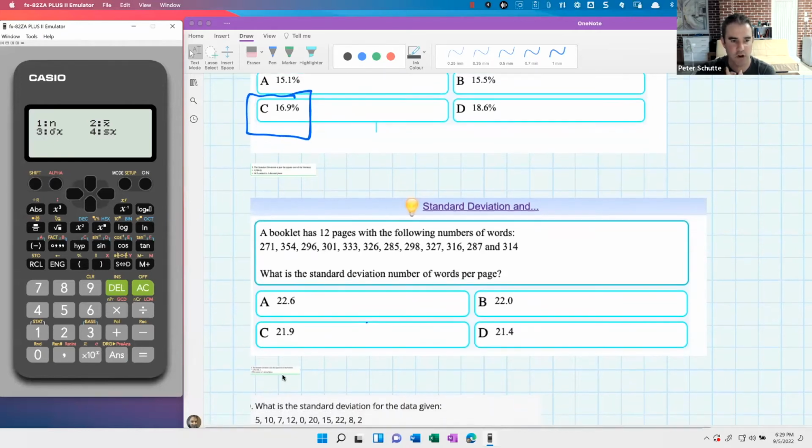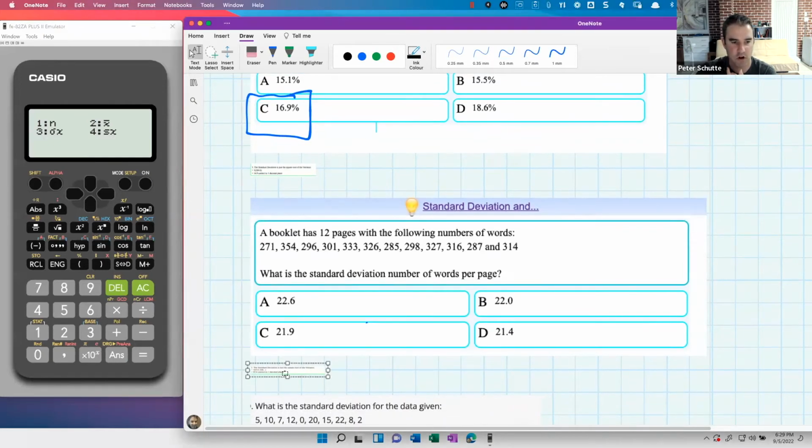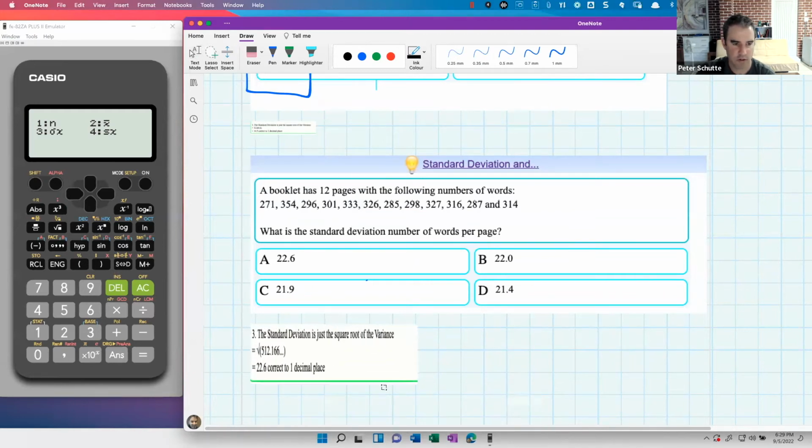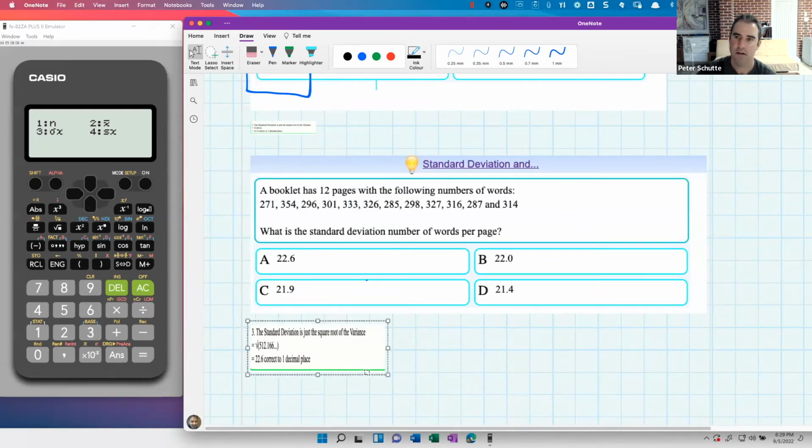Now I haven't put all the data in, so I'm going to have to use the answers to help me to see what the answers are. You should be getting 22.6 or A. That should be your answer.